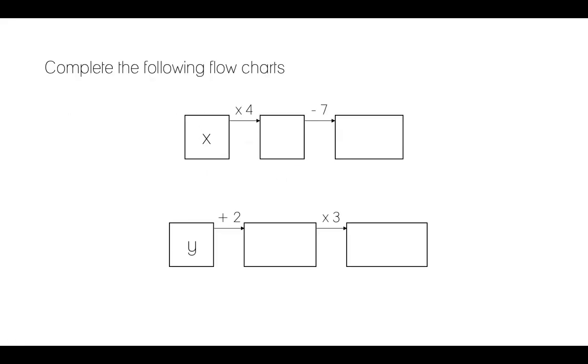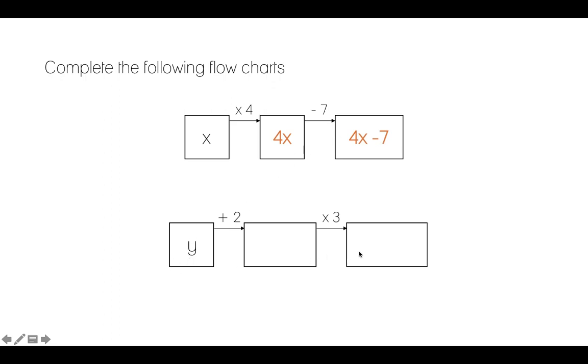Okay, I want you to pause the video now. And I want you to do this first one on your own, okay? So the x, and then follow the flowchart, and then we're going to do this other one together. Okay, so hopefully what you got was x times 4, which gives us 4x. Then you're going to take this entire term and subtract 7, which gives us 4x minus 7.